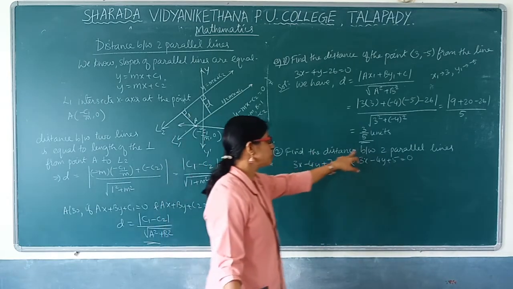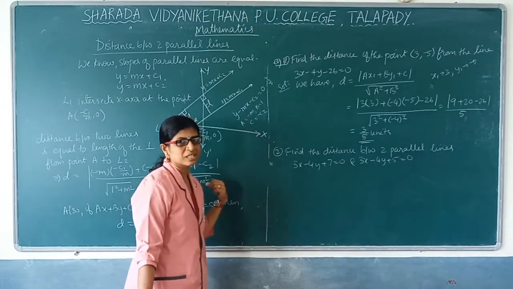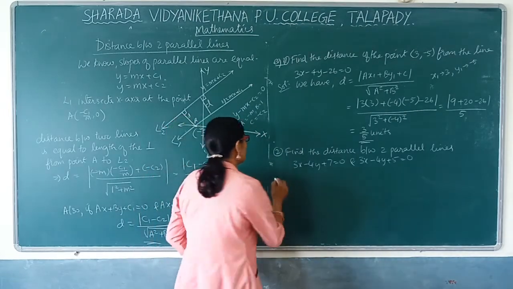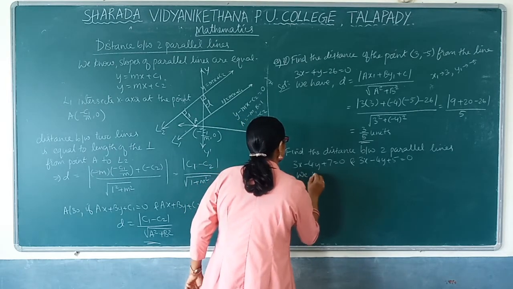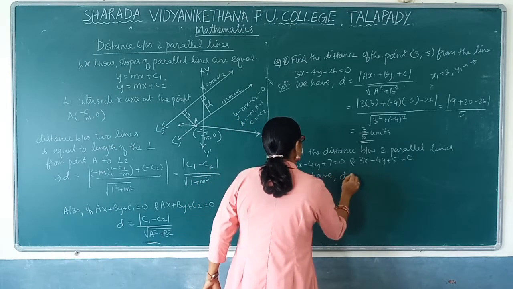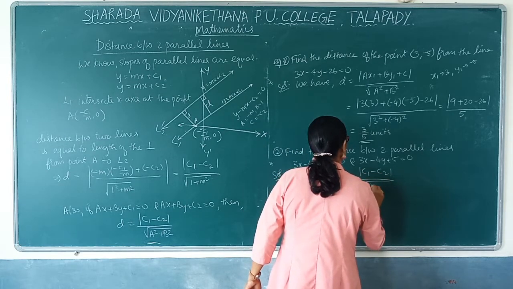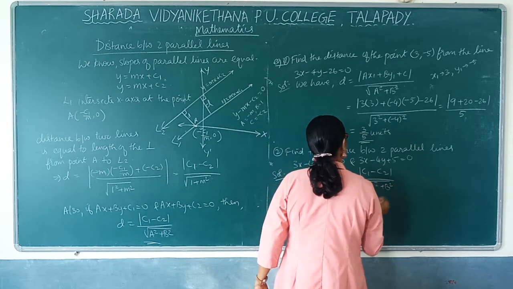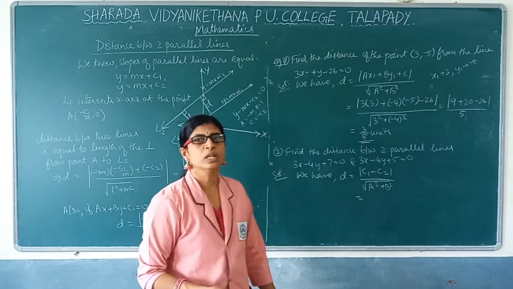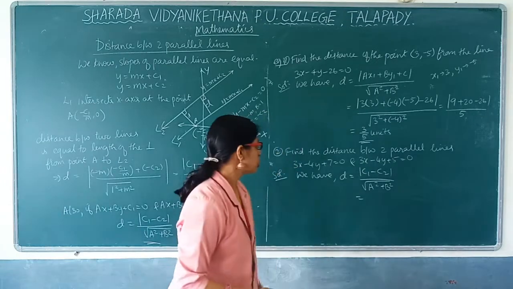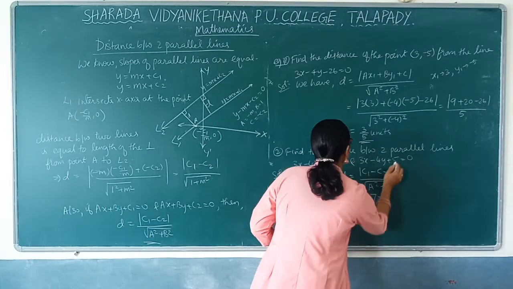Now, find the distance between two parallel lines. The distance between two parallel lines is the concept we have just discussed. What is the formula? We have the expression for D. D is equal to modulus of C1 minus C2 divided by square root of A square plus B square. Any two parallel lines' equations differ only by a constant term. So what is the constant here? C is 7 on one side and the other side we have 5.